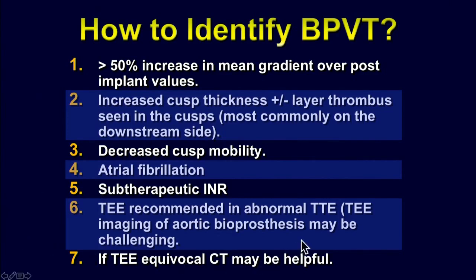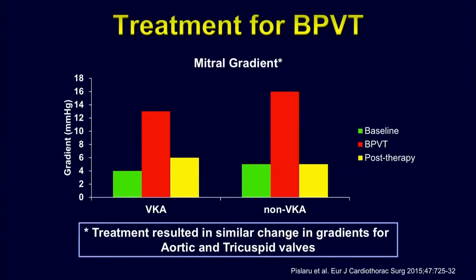TEE is recommended if the transthoracic is abnormal, but this is most valuable in the mitral position, less valuable in the aortic position. It's just harder to see the aortic valve en face, and therefore CT can be extremely helpful in both mitral and aortic, but particularly aortic for bioprosthetic valve thromboses.